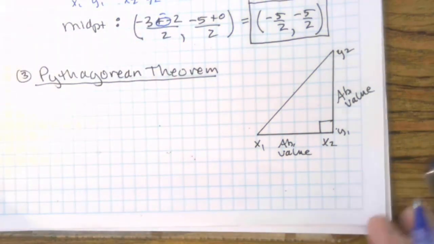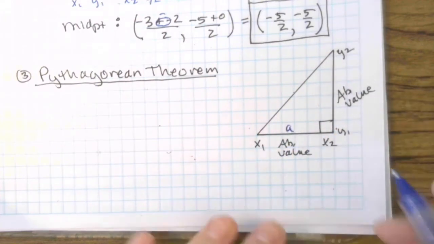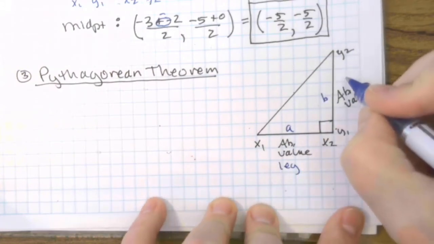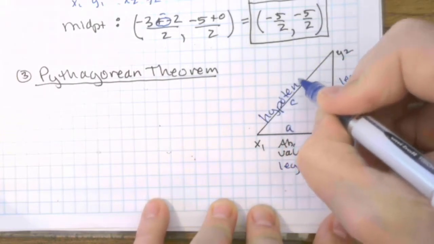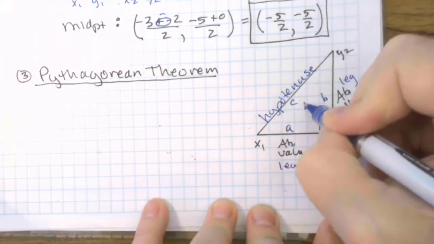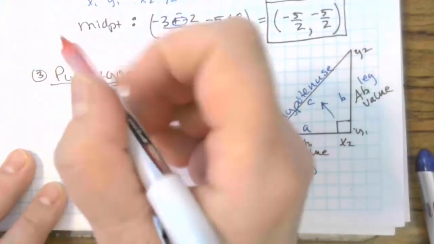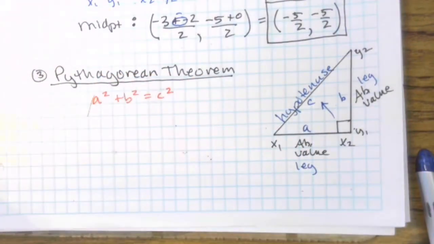So in Pythagorean theorem, A is the length of one of the legs, and this is a leg. B is the length of another leg. C is the length of the hypotenuse, which simply means the side opposite the 90 degrees. So your Pythagorean theorem is a squared plus b squared equals c squared. So once you've found length A and length B, you substitute them into the formula and solve for C.